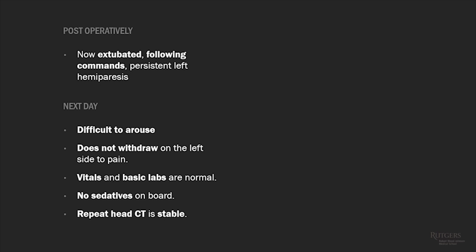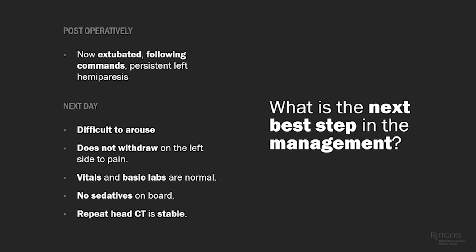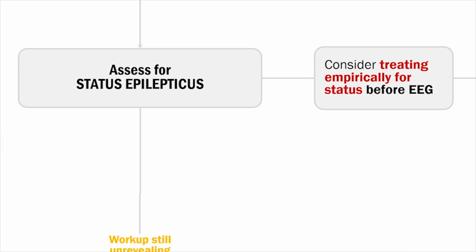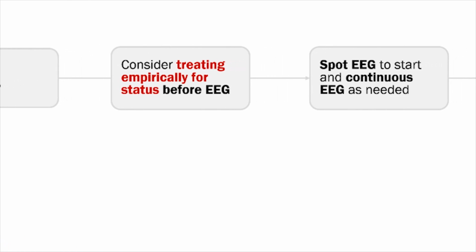How do we figure this out, and what's the next best step in management? Well, neurologically injured brains are prone to seizures. Up to 1/3 of neurologically critically ill patients develop status epilepticus. So, we should consider treating empirically. Start antiepileptics. Then, let's make the diagnosis. Start with a spot 30-minute EEG, and then progress to a 24-hour continuous EEG to assess for seizures.